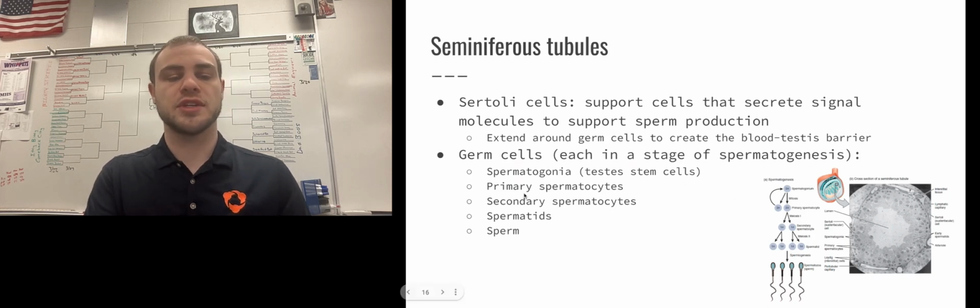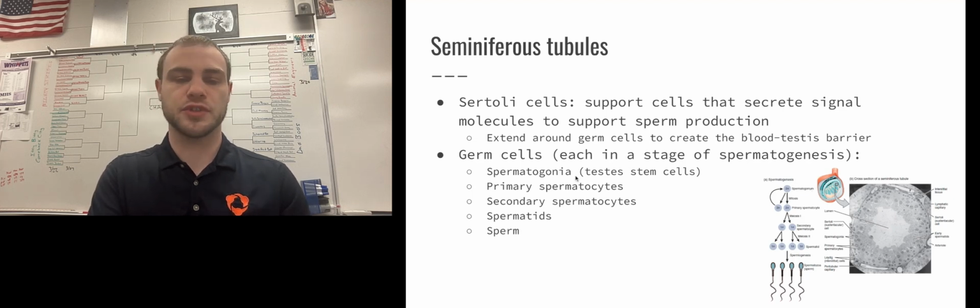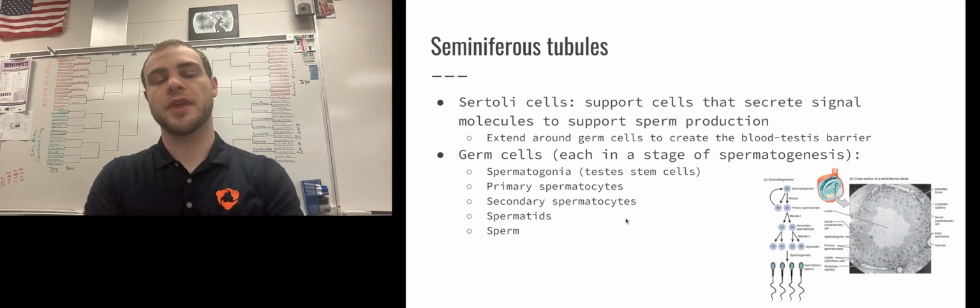The germ cells actually have 5 different types of cells, but they each represent a different stage of spermatogenesis. So that's why I just leave them as germ cells here. You're going to start with spermatogonia, which are the stem cells. So everything is going to originate from a spermatogonium. Spermatogonium is the singular version, and spermatogonia is the plural version.